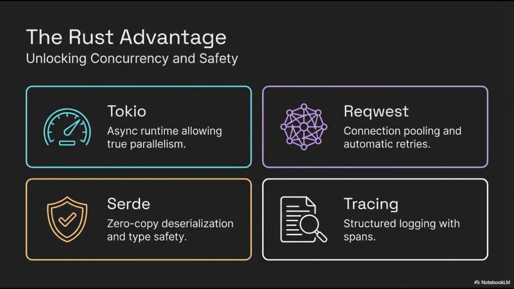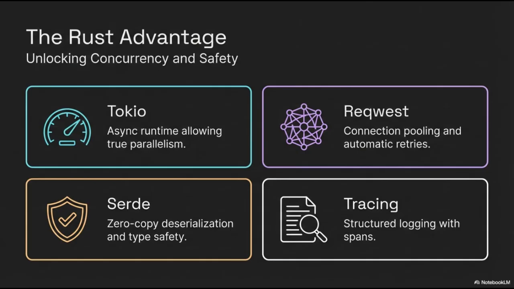The Rust advantage is defined by its ability to unlock unprecedented levels of concurrency and safety through a robust ecosystem of specialized tools. At the core of our asynchronous architecture is Tokio. As the premier async runtime for Rust, Tokio enables true parallelism by efficiently managing thousands of concurrent tasks with minimal overhead, providing the high-speed foundation necessary for modern network applications.